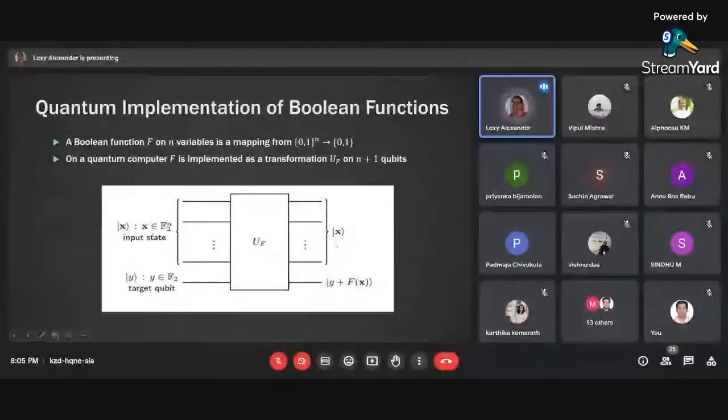The output will also be n plus 1 qubits. Whatever input is there, it will give out just like that itself, and whatever the function value is calculated will be XORed to the target qubit. So one CNOT gate will be used inside this. What you will get is |x>|y XOR f(x)>. So this becomes an invertible case, and it also becomes a unitary transformation. This is how a Boolean function is implemented. It is usually denoted by this function UF.